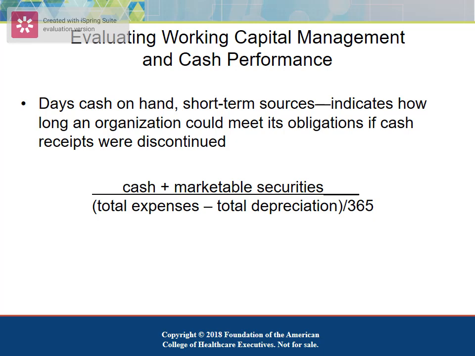We can also look at days cash on hand. This is the calculation for that. And you would have your cash and your marketable securities over those total expenses minus depreciation, because you don't pay out depreciation. So what are those things that you actually pay out on your expenses over those 365 days?